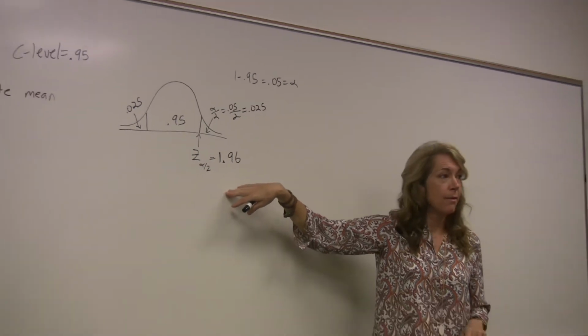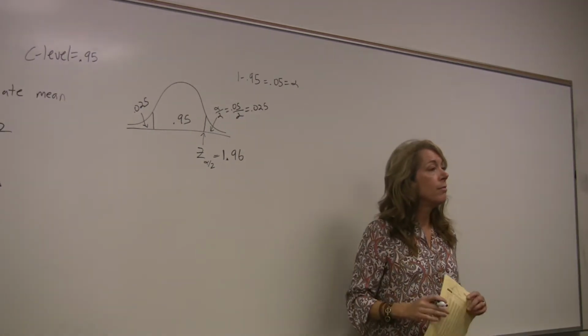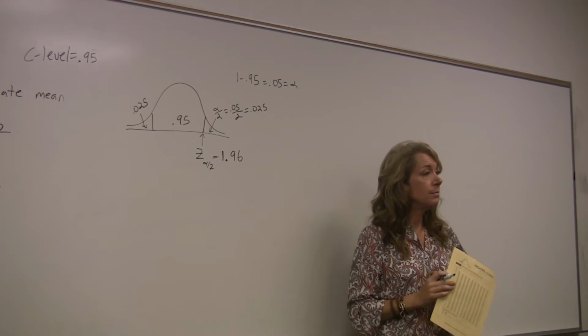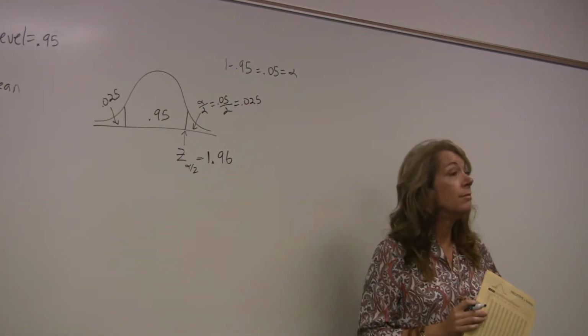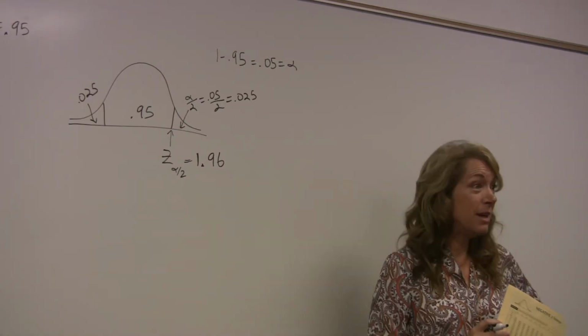I like how you can enter the inverse norm instead of breaking it down into the 0.025, you just put in there 0.05 divided by 2. That will give you the answer. Yeah, you can just type it in there and it'll give it to you.